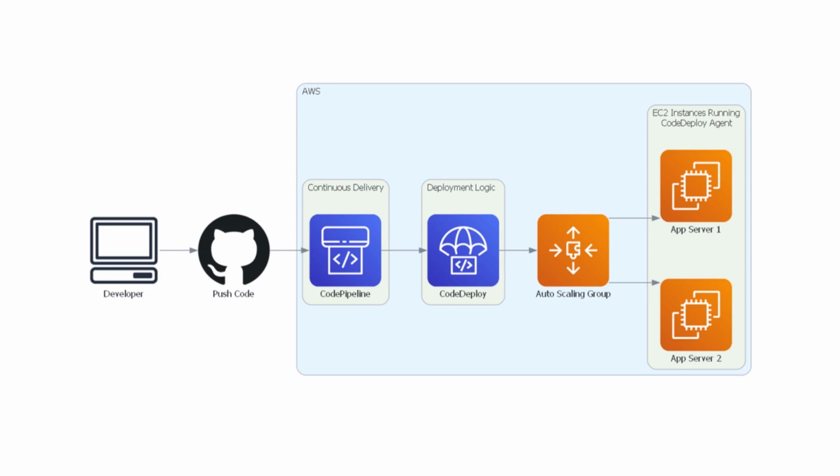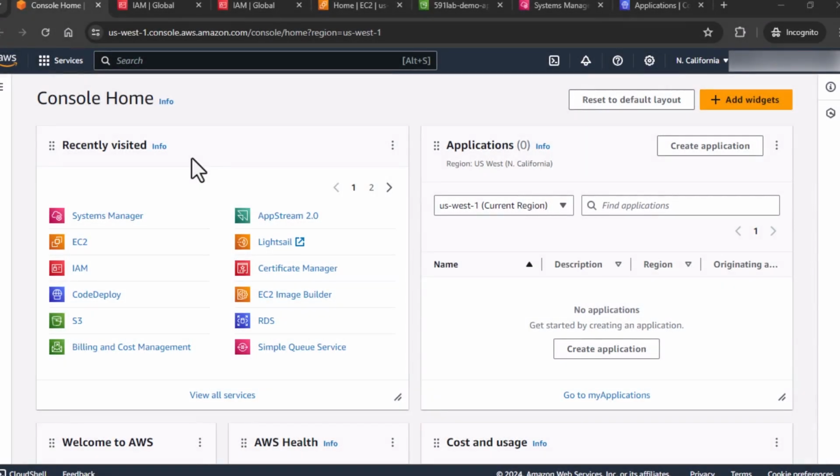Now, let's move to the console to implement continuous delivery and deployment of an application using auto-scaling and CodeDeploy. Alright, we are logged into the console, and in this demonstration, I'll show you how to streamline your deployment process and ensure seamless scalability for your application on AWS.